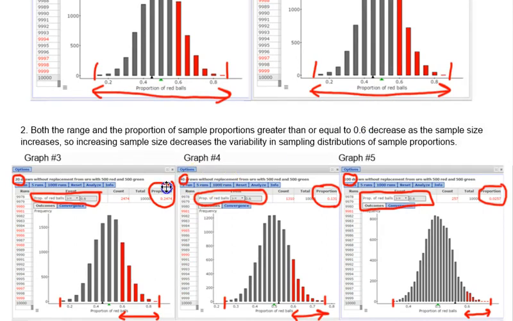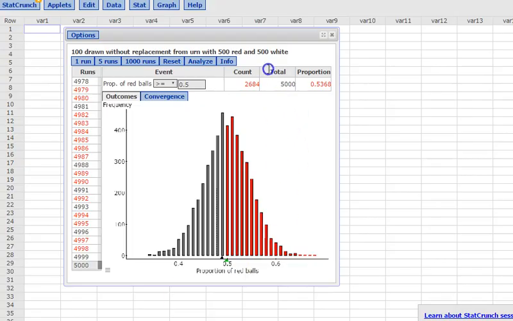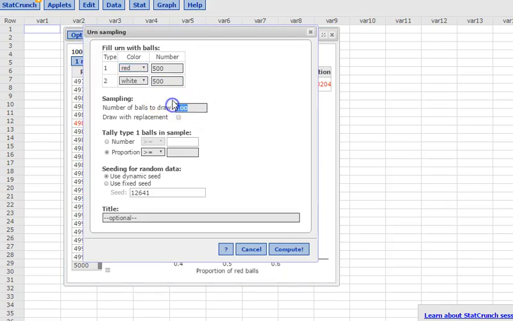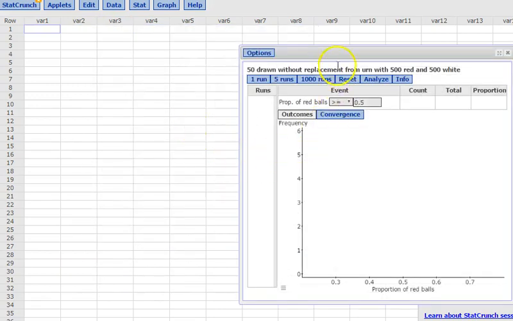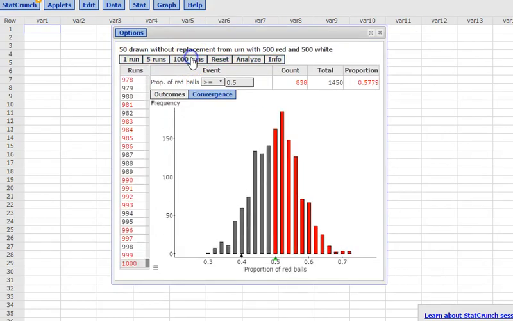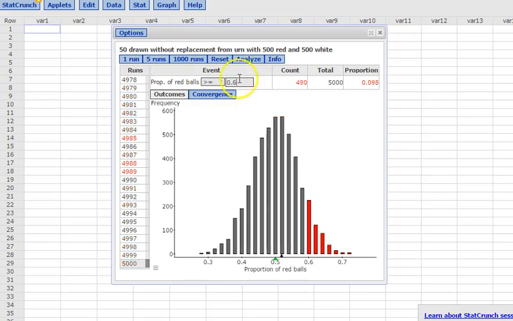Something else that's interesting to look at is what I did on my graphs, where I said, let's say what proportion of the distribution is greater than 0.6. We see that only 2% of the time are we going to get something bigger than 0.6. If I go back to 50 as my sample and do 5,000 runs and make this 0.6, notice in this case about 10% of the time we're going to get a sample that's bigger than 0.6.